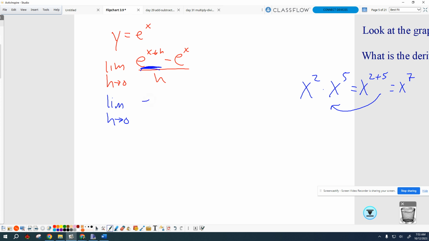So e to the x plus h minus e to the x. It's going to be e to the x times e to the h minus, then copying the rest of it down. You guys okay with that? Yeah, we need to be comfortable with pulling apart those exponents, and it's tricky. Brooke, what can I factor out of the top? E to the x.